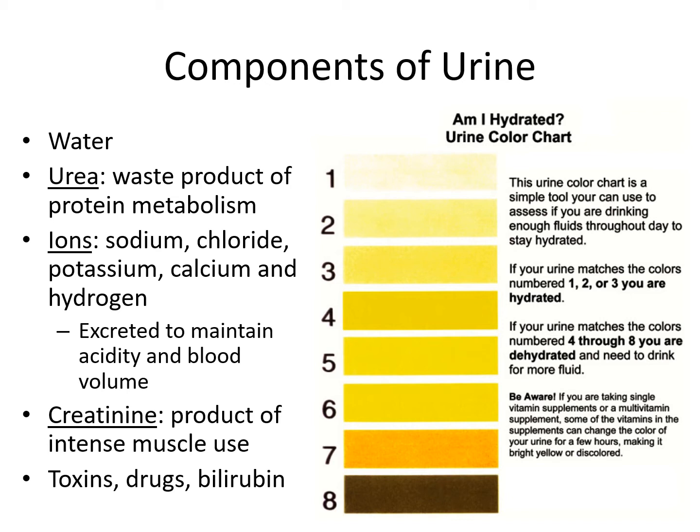You're also going to have urea, ions such as sodium, chloride, potassium, calcium, and hydrogen. And you're also going to have something called creatinine. This is a product of muscle use. So if you work out a lot, chances are you have a lot of creatinine in your urine, especially if you supplement creatine with protein shakes and things like that. Creatine is something that you can take if you are trying to build muscle.